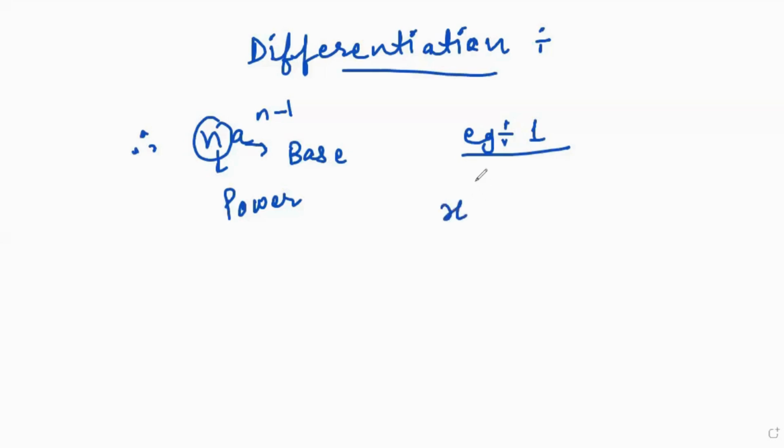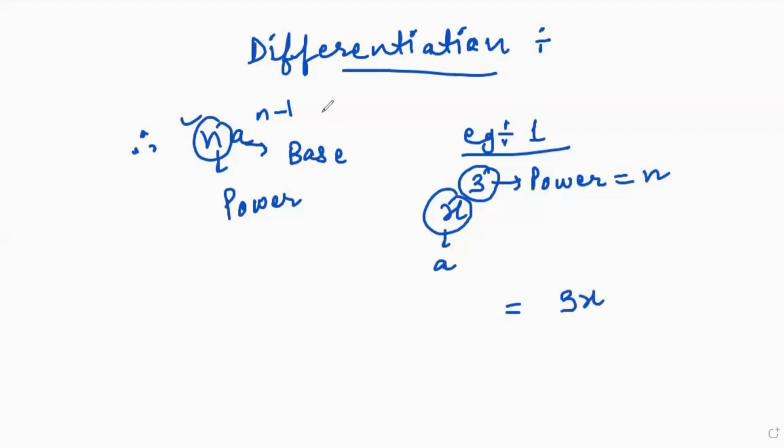Look, x cube. x cube means this 3 is the power, so this value is n, and this x is the base, so this is a. Just look at the formula very carefully. We have n minus 1 here. So what's the value of n? 3. What's the value of a? Right, x. Now n minus 1, that is 3 minus 1.